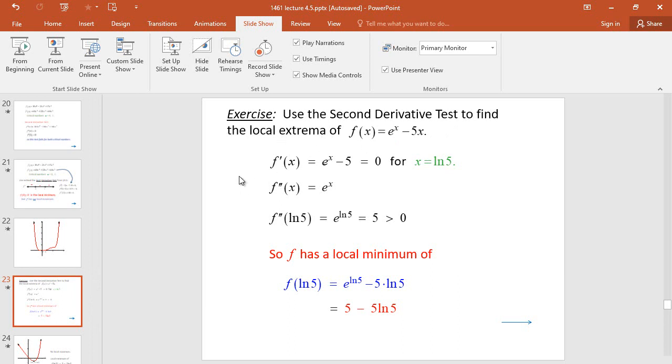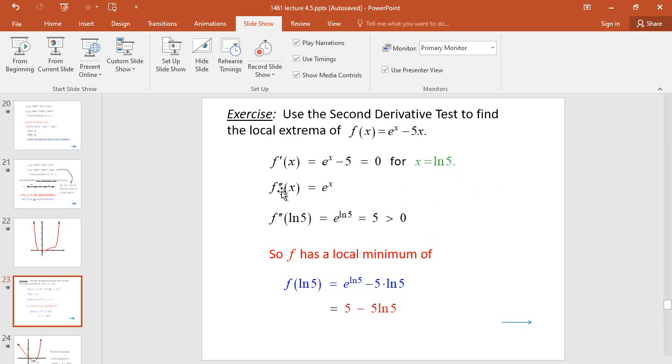extreme values of f. As usual, we have to find the derivative first. The derivative is e to the x minus 5, which is equal to 0 when e to the x is 5, and then x would be ln of 5. So this is the critical point of this function.